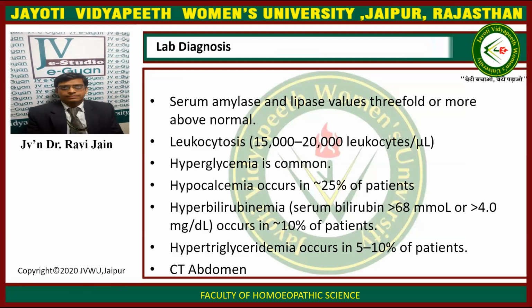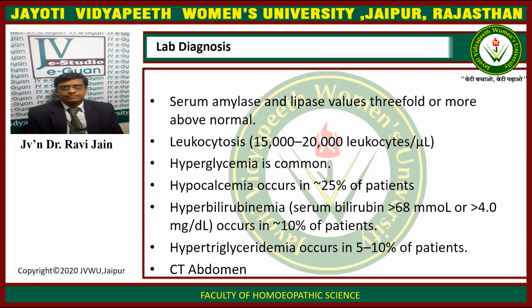Now, lab diagnosis. What are the various lab investigations that could be done in case of acute pancreatitis? We have to check for the serum amylase and lipase values, which increase threefold or more above the norm. There is leukocytosis with 15,000 to 20,000 leukocytes per microliter. There can be hyperglycemia, which occurs in 25% of the cases.